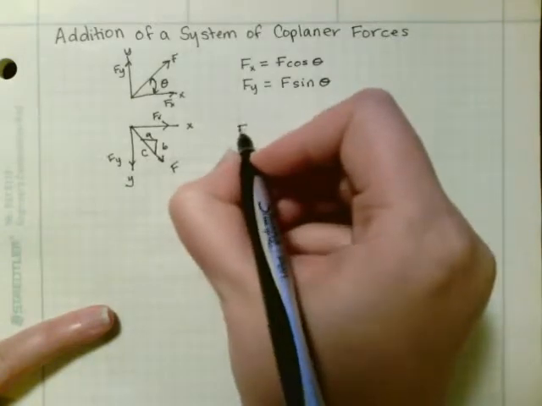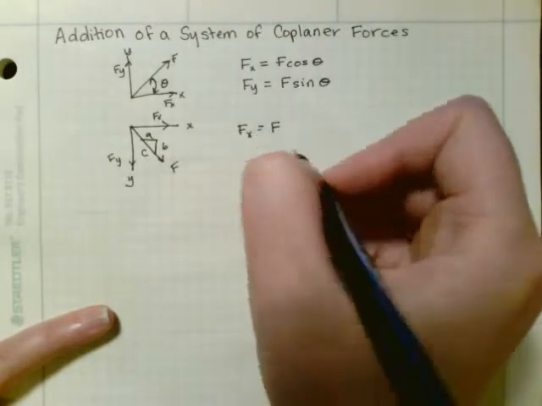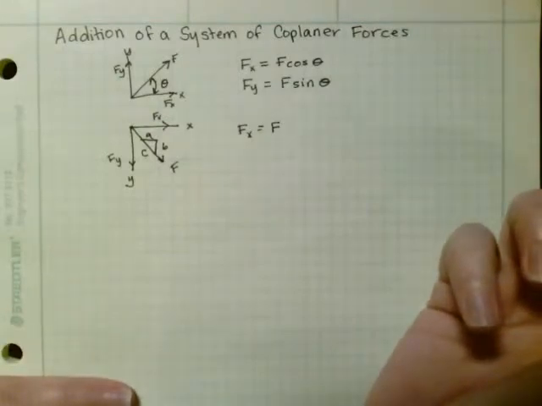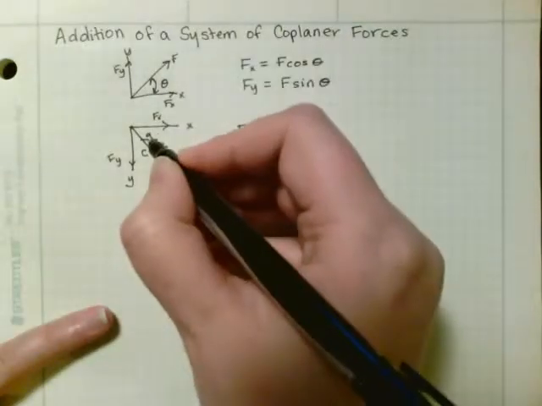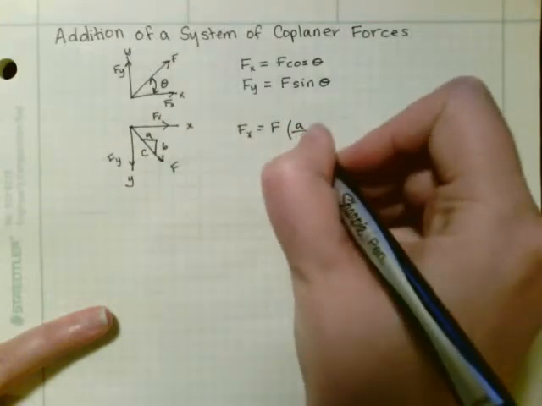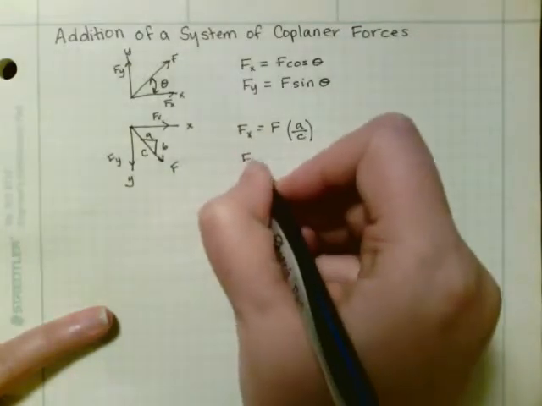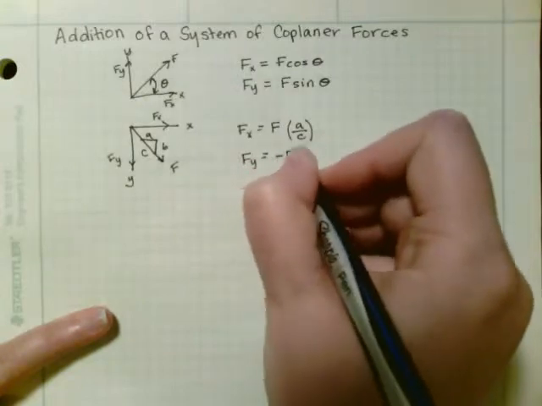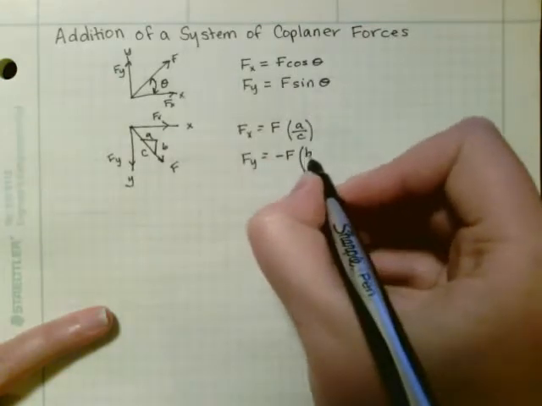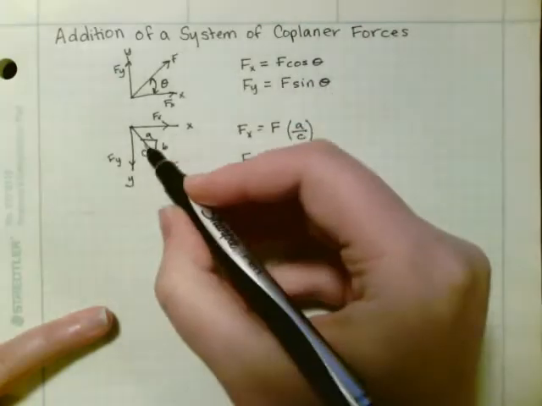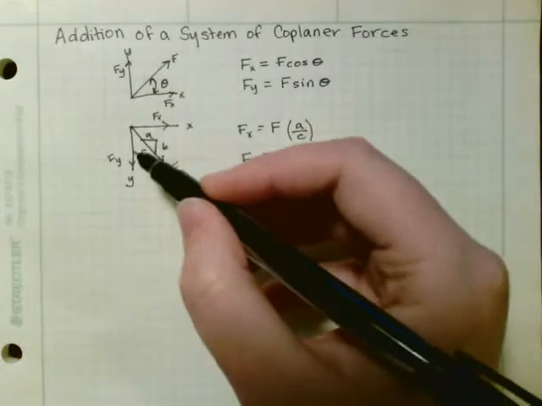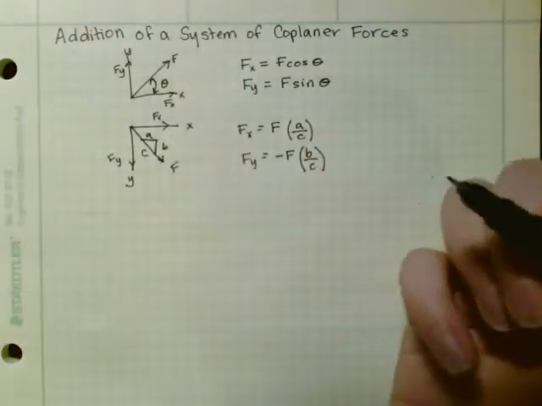So that would be Fx would be equal to F, and it would basically be cosine theta. So cosine theta is going to be adjacent over hypotenuse, which in this case is A over C. And Fy would be a negative F, because the y is in the negative direction, times B over C, because sine theta is opposite over hypotenuse. So the same thing, it's just using the slope formation rather than the theta formation.